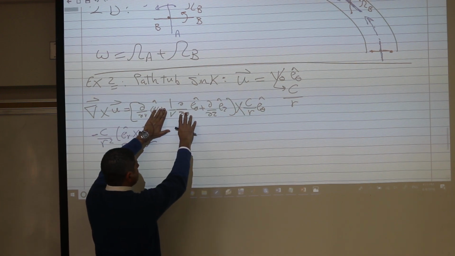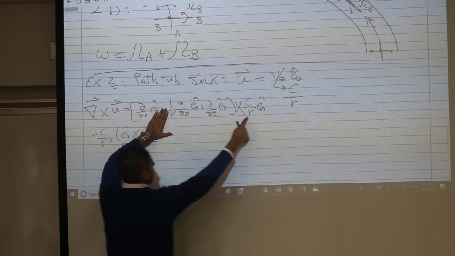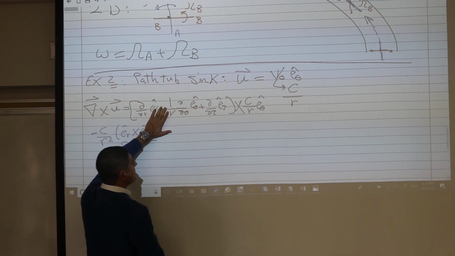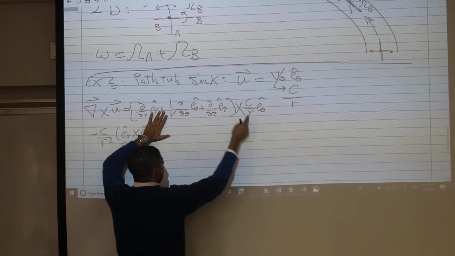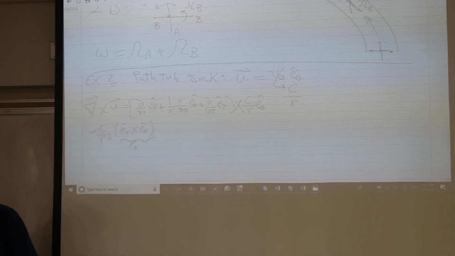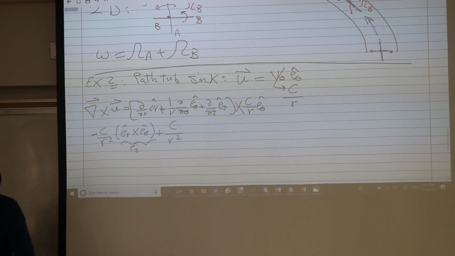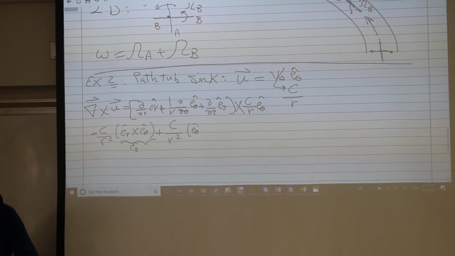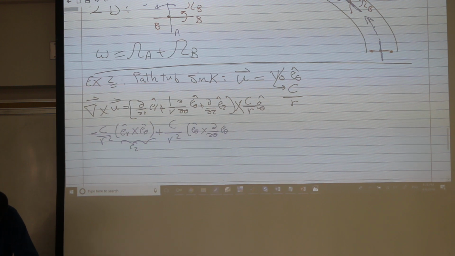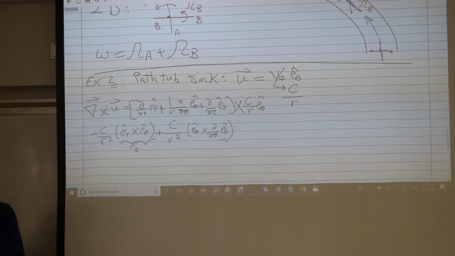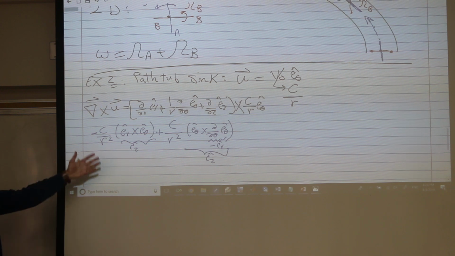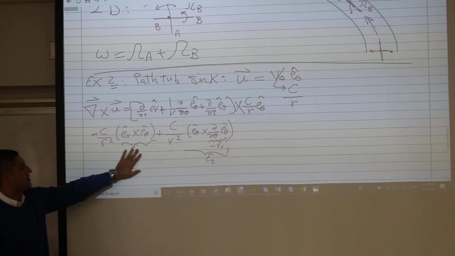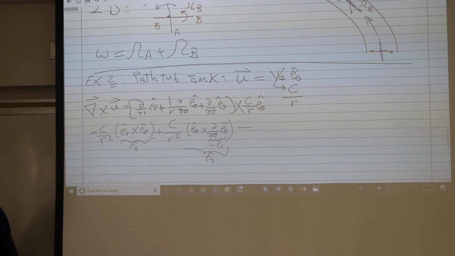The second term, we have partial theta on the magnitude, this is 0. And then partial theta for the direction. And we have c over r outside. So c over r outside with 1 over r here, this is c over r squared. e_theta cross partial theta e_theta. So partial theta e_theta is negative e_r, and this guy is e_z. Okay? And you can see clearly this is negative c over r squared e_z. This is c over r squared e_z. The vorticity is 0.